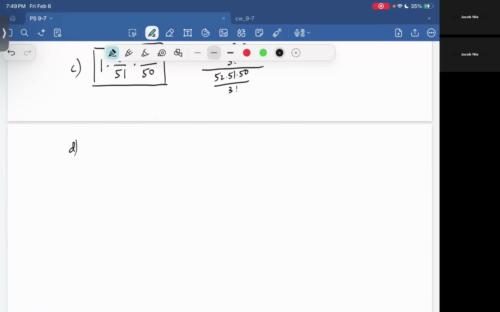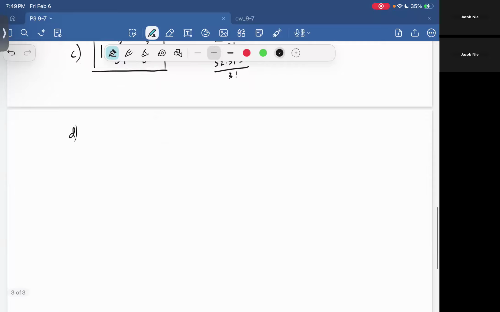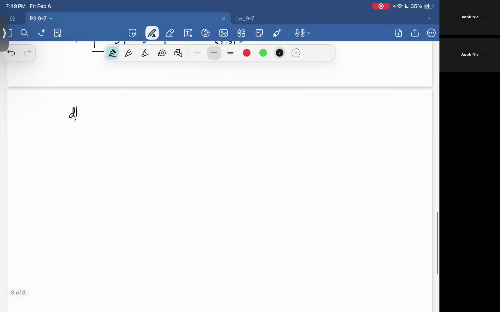Question D. If I draw 5 cards at random, what is the probability of getting a flush? This was on the classwork, wasn't it? First card doesn't matter. It can be any suit. So remember, a flush is a 5-card hand with all the same suits. So first card doesn't matter. It could be anything.